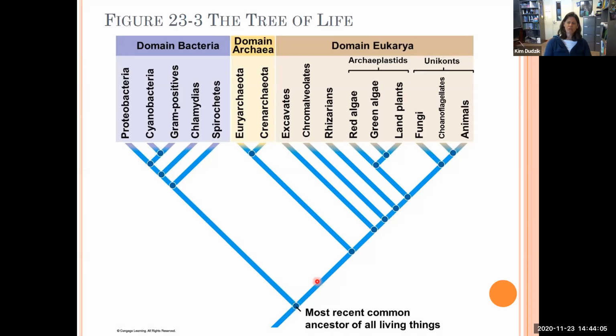This can also show you time, right? So this shows you that the bacteria are the oldest organisms, right? Then we believe the archaea branched off, and then the eukaryotes branched off, right? And so this then also shows you amongst the bacteria which groups were more ancient than others. So it looks like the spirochetes branched off before the chlamydias, before the gram-positives, so on and so forth.